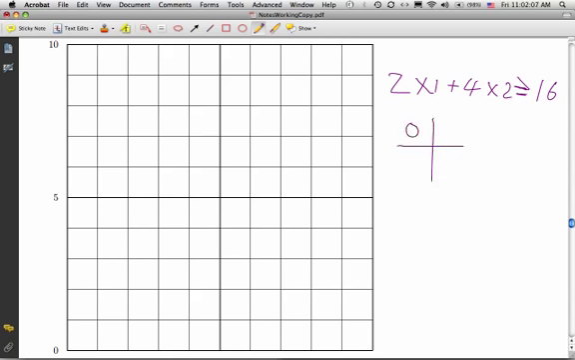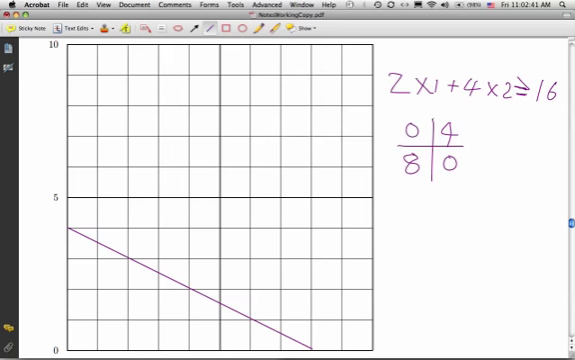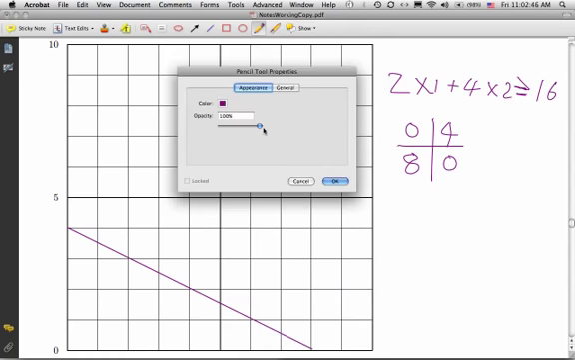So again, we can set x1 equal to 0, solve for x2, 16 divided by 4, set x2 equal to 0, and we get 8 over here. So let me just draw a line, over 0 up 4, and over 8 up 0. That looks like the first line. Let me just change the color of my pen. We'll do the second constraint in blue so that it's nice and consistent.